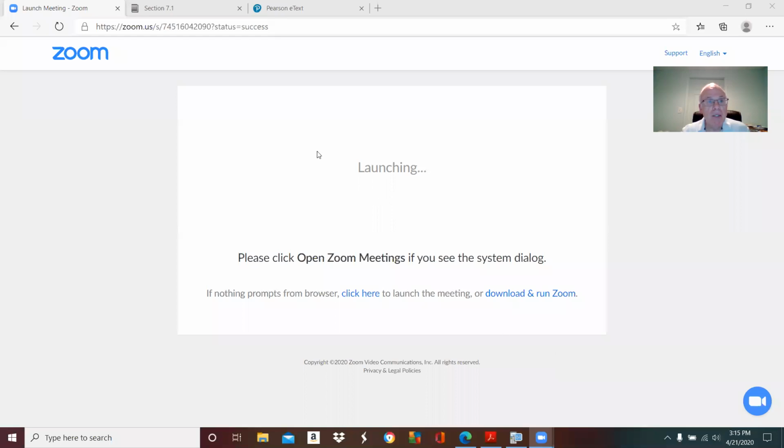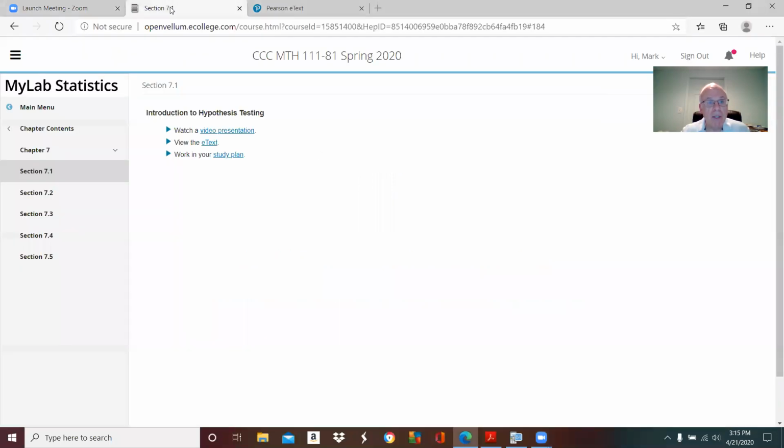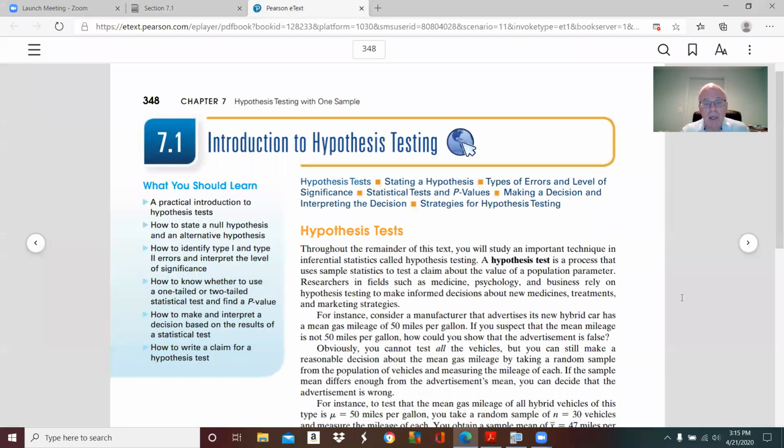All right, so what we're going to do is go right to the textbook in 7.1. If you have your textbook along, you can follow along. All right, and let's go ahead and do that. Let's see if I can, there we go. All right, so this is 7.1, hypothesis test.